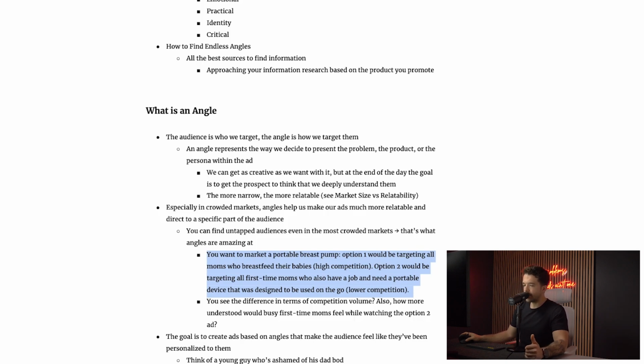This is obviously gonna lead to a lower volume of competition. You see the difference in terms of competition volume. Also, how much more understood would those busy first-time moms feel while watching the option 2 ad. That's the point of angles. That's why angles are so important, and that's why we really need to understand how to leverage them. Now, the goal is to create ads based on the angles that make the audience feel like they've been personalized to them, so they've got these ads just for them.